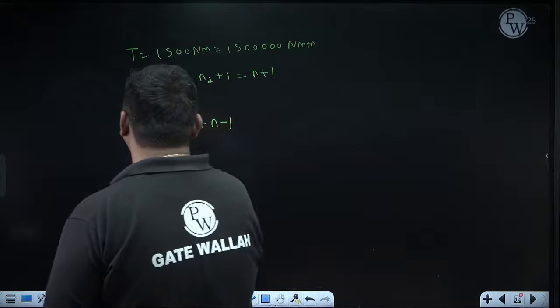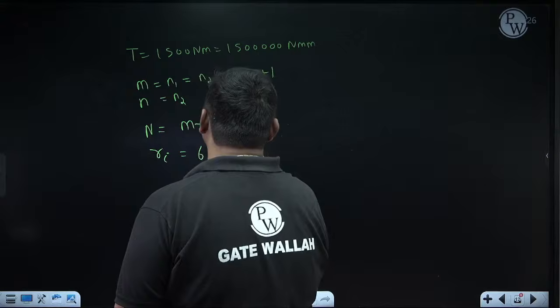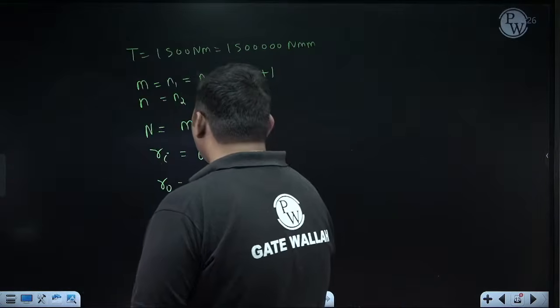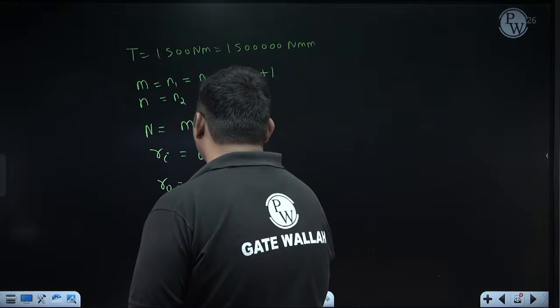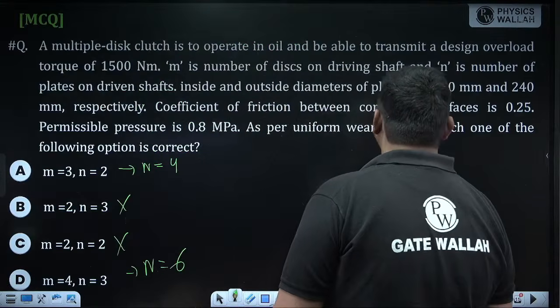So inside diameter is 120 mm. So inside radius, can I say it will be half of 120, that is 60 mm. Outside diameter is 250 mm. So outside radius will be half of 250, that is 125 mm. Yes. Coefficient of friction is 0.25.